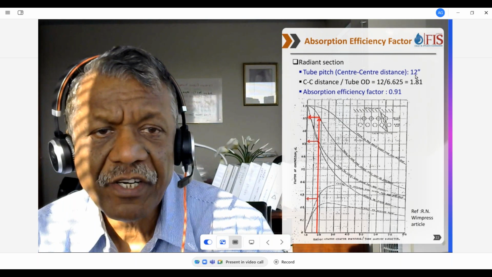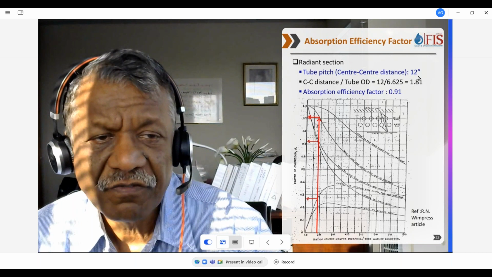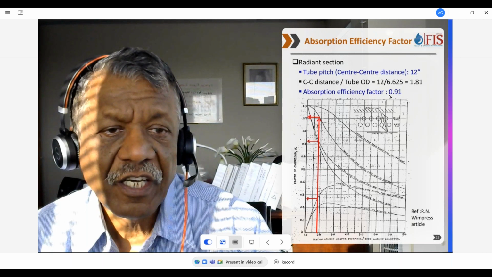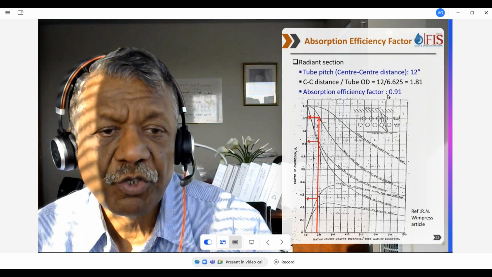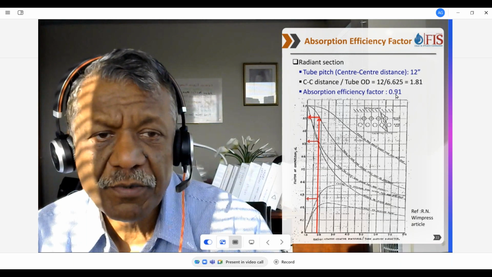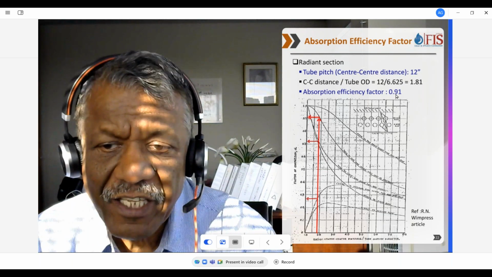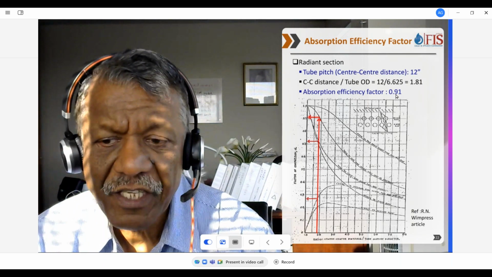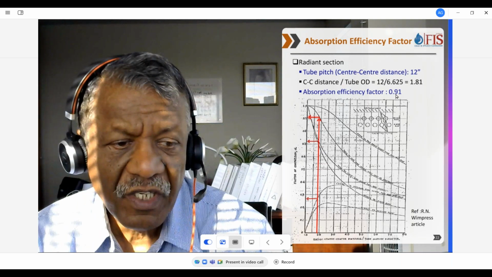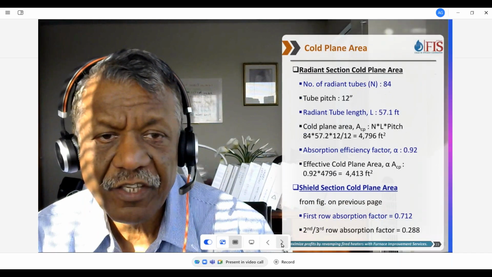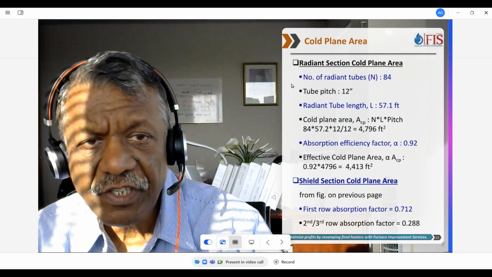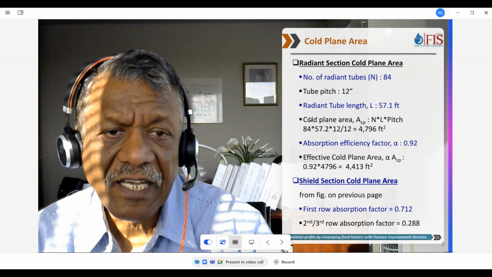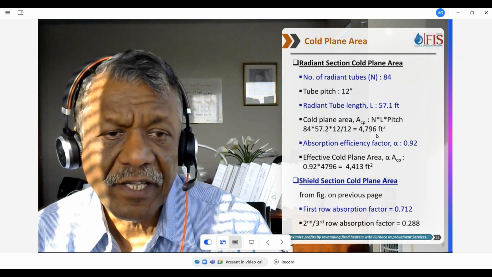So in our case, the tube pitch is 12 and center to center distance is 1.8. So the absorption efficiency is about 0.91. So you can see over here, we get an absorption efficiency of 0.91. So we have at least calculated ACP, and now we are calculating alpha. So one is there, alpha is there, ACP is there. Let us move on to the next parameter. So we know the number of radiant tubes, we know the pitch, we know the length, we calculate the ACP area, absorption efficiency.